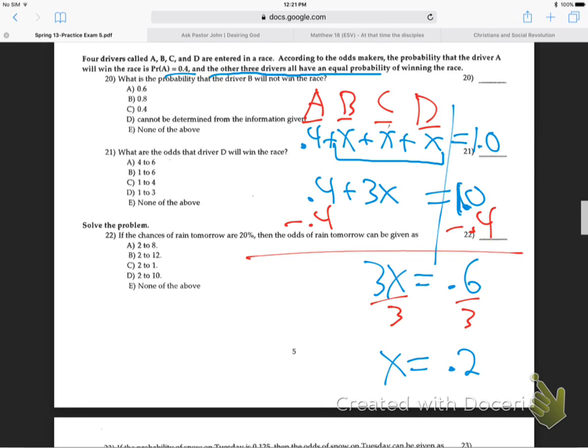So we just add up whatever he doesn't have. Everybody good to there so far? X is 0.2. Now what is X? Well, X is the chance for B or for C or for D. It's the chance they'll win the race. So 0.2 is the chance any of those three will win the race. What are they asking me for? That's where we got to be really careful.